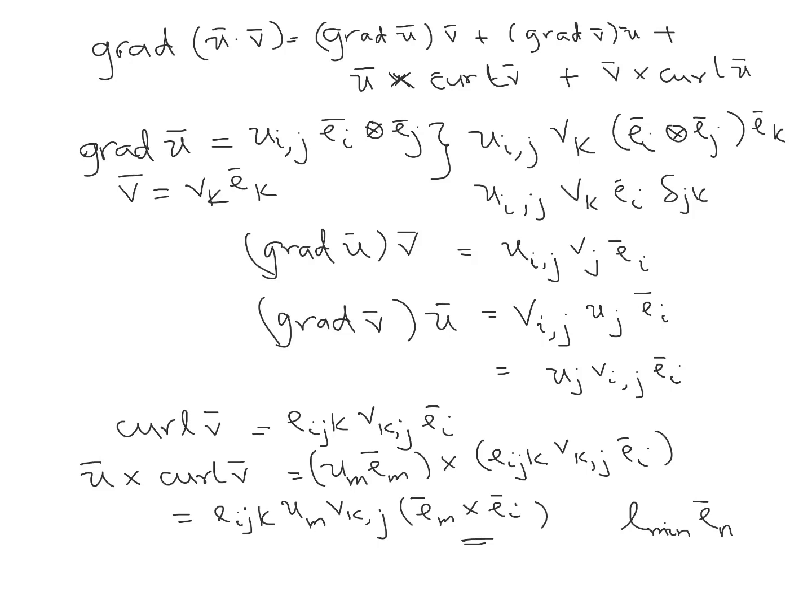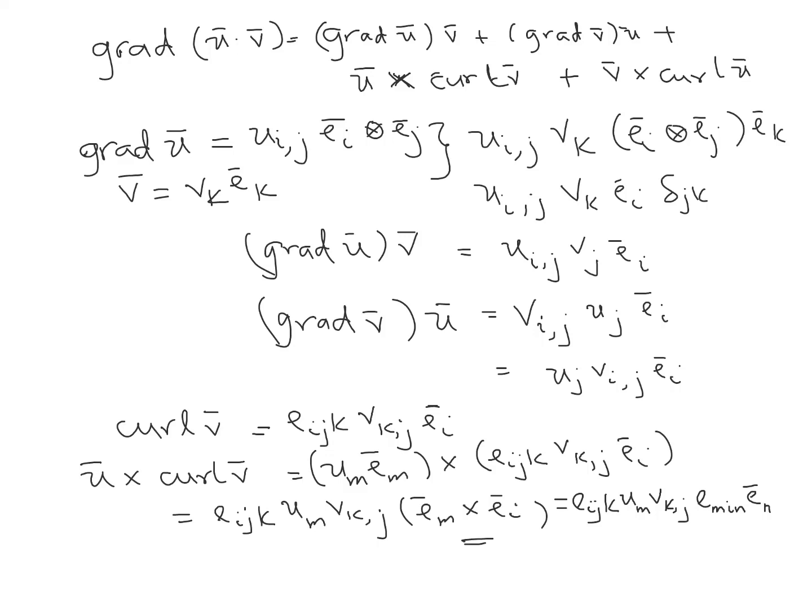What I've done, I wrote call V. I know what U is. I'm now doing the cross product, okay? So if I rewrite that, what I will have here will be EIJK, UM, VK,J, EMIN, EN. That's what I will have.